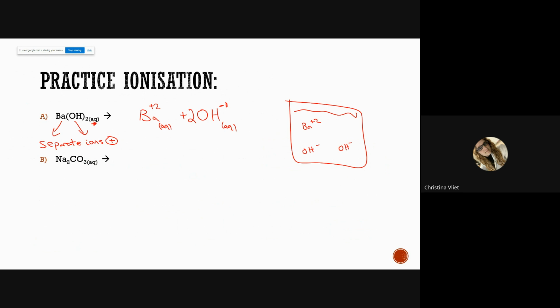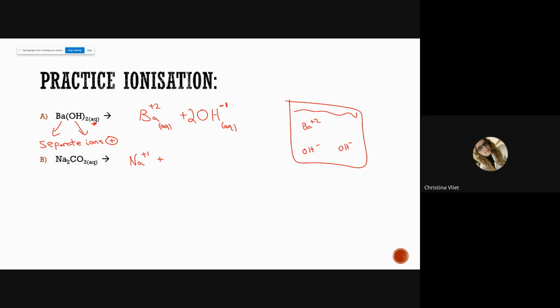All right, Na2CO3. Let's try this again. What's my first ion? My second ion. And how do we know the charge of carbonate? What's something that can help us here?